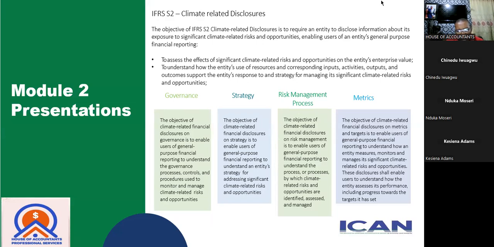If you look at it here, we have to assess the effect of the significant climate-related risks and opportunities on the entity's enterprise value, to understand how the entity's use of resources and corresponding inputs, activities, outputs, and outcomes support the entity's response to the strategy of the management. So they want to know what activities you are into and what you are actually giving back to the organization or to the community as a whole, and what the risks and opportunities are.